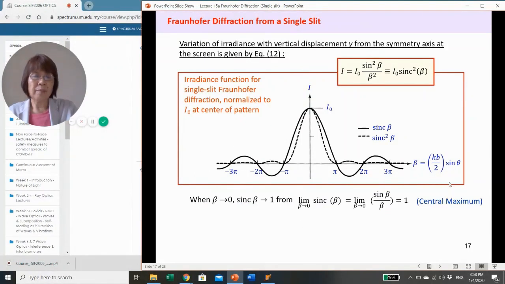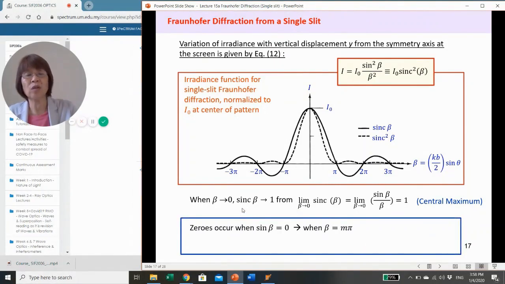Now, when beta goes to 0, sinc beta goes to 1. When beta goes to 0, sinc beta goes to 1, because you're taking the limit of the sinc function, which is the limit of sine beta over beta, and that will give you 1. That will give you the central maximum.